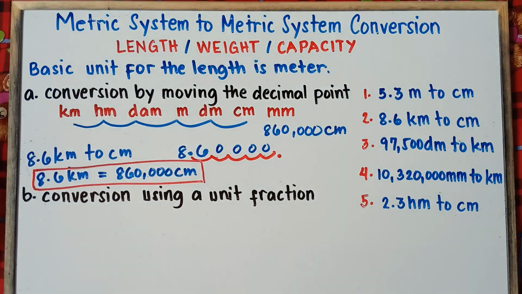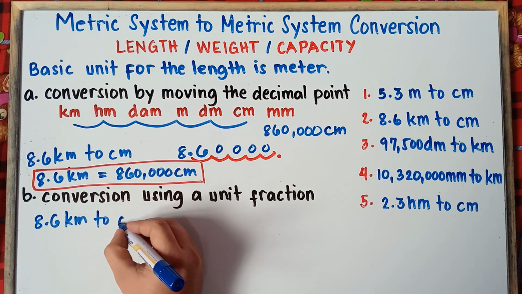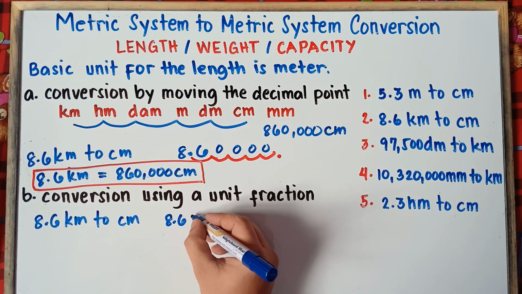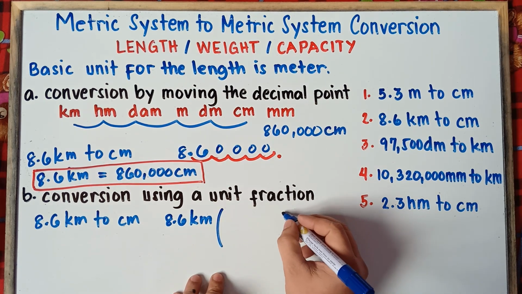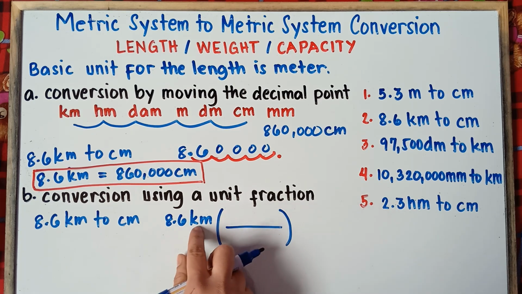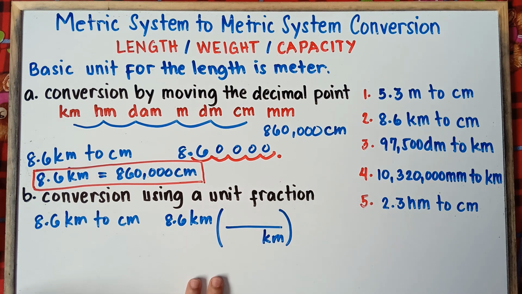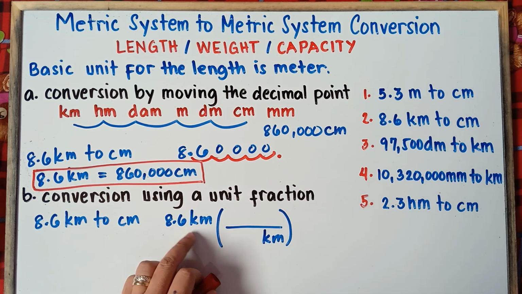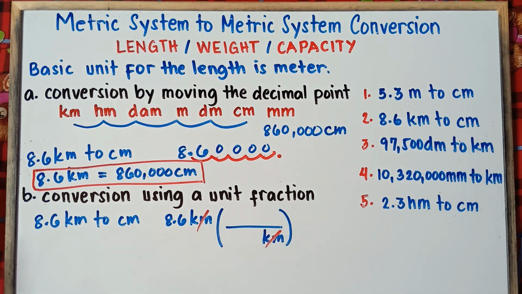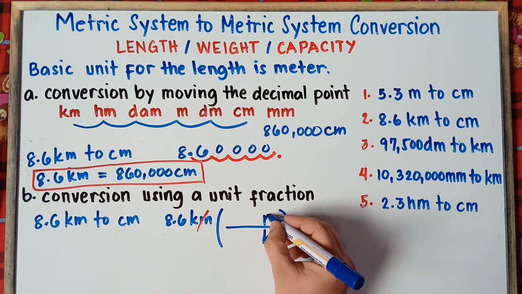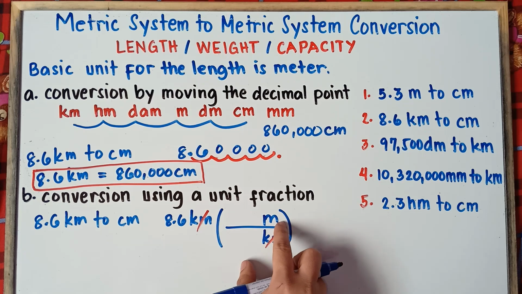Alright, let's do that. So let me write the given, 8.6 kilometers to centimeters. So 8.6 kilometers, and then once again you need to put parentheses. Now if this is kilometers for our given, the units on the denominator must also be kilometers so that we can cancel out the units. And then we convert kilometers to meters because we don't have a conversion from kilometers to centimeters directly. So kilometers, kilometers, and then meters.